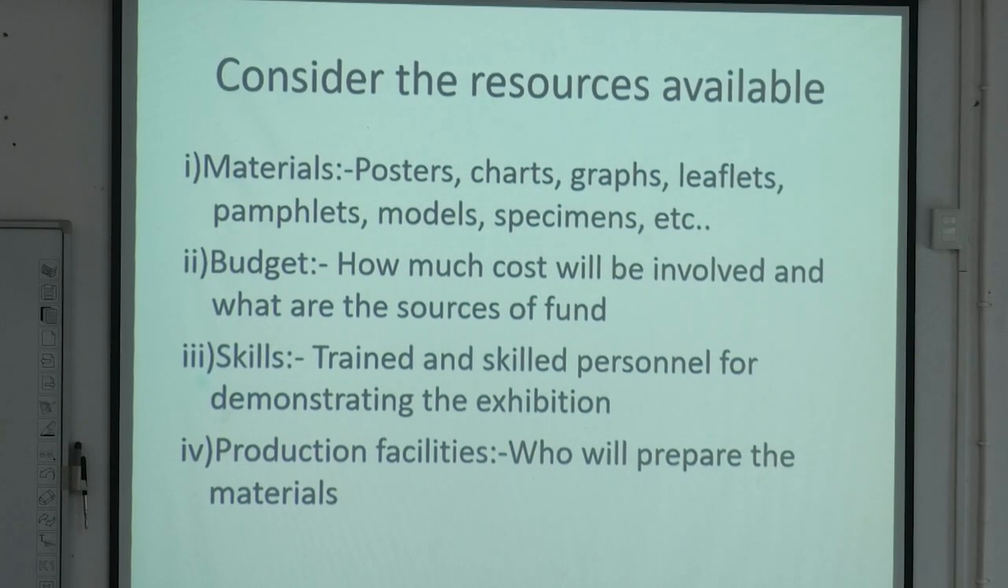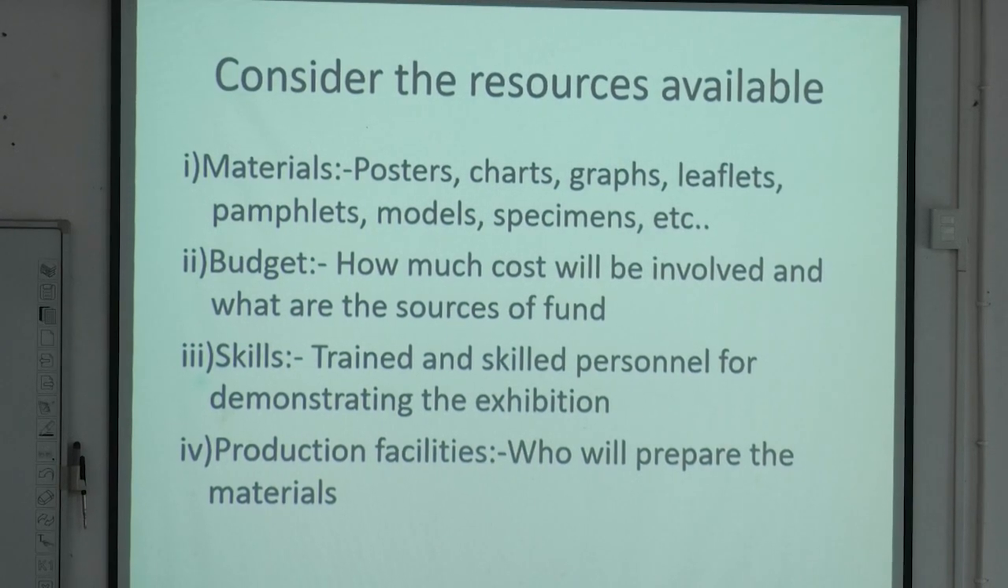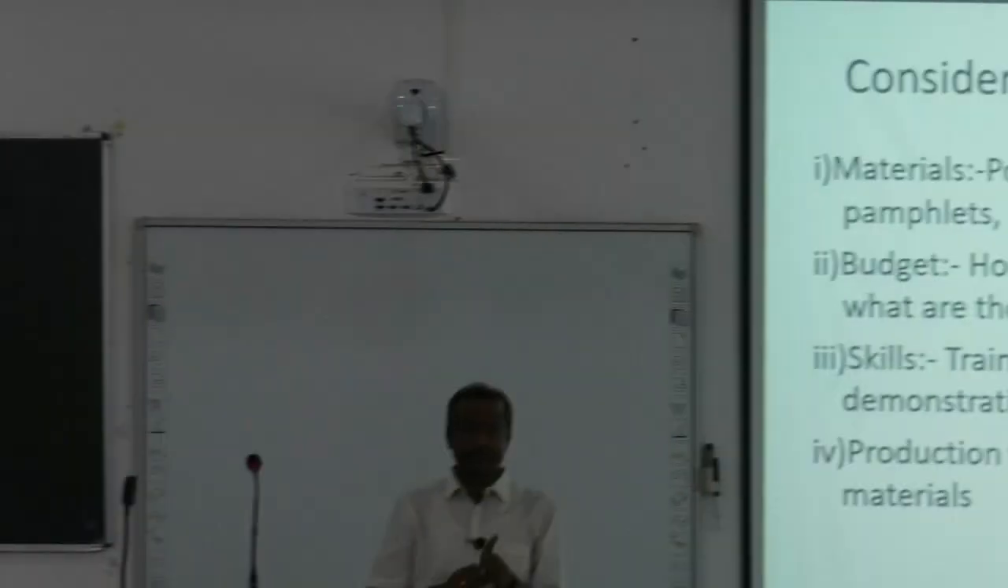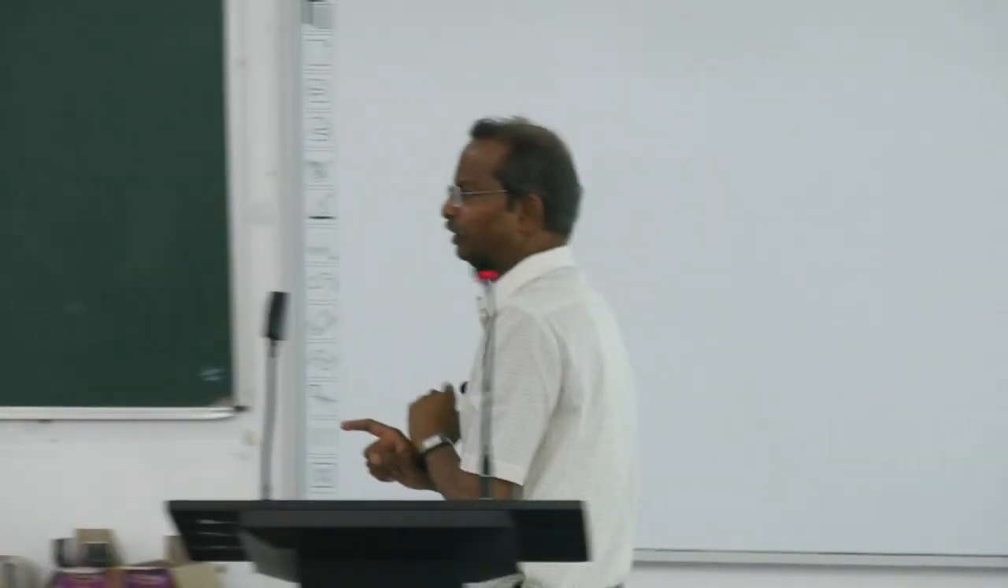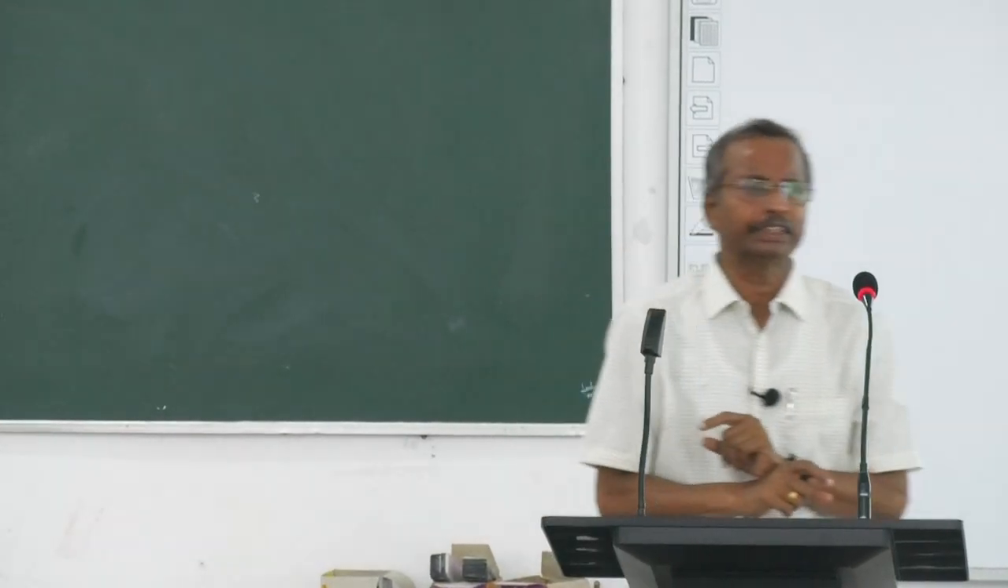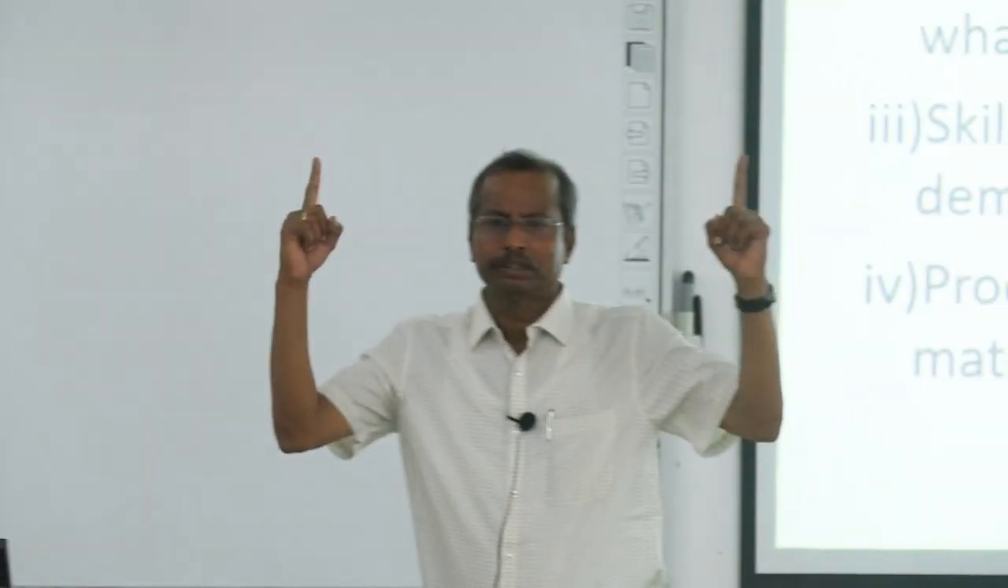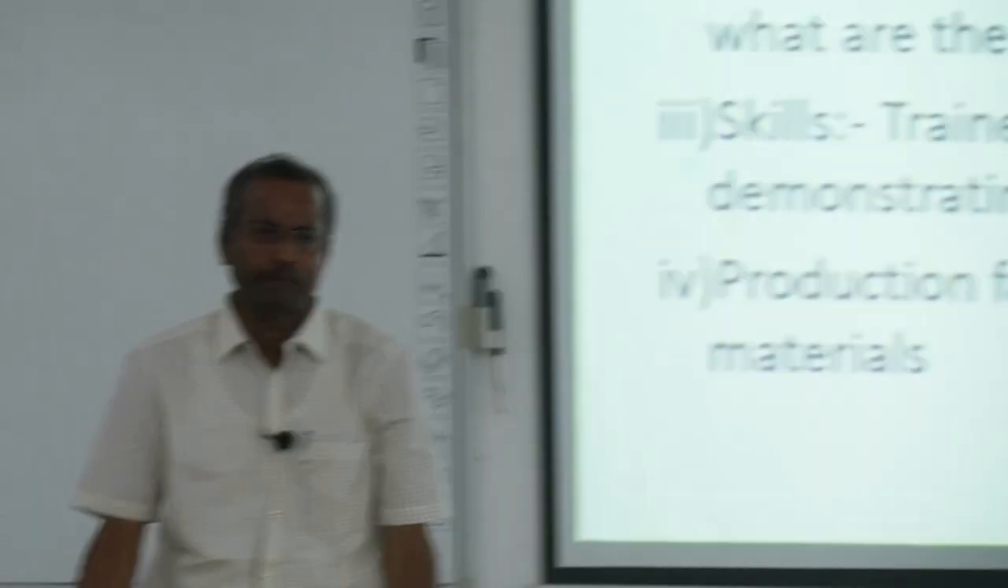Perhaps everybody knows what a poster is. Can anybody tell me what a poster is? The size is like this. What is the size? There is no hard and fast rule about the size of posters, but usually the standard size is 60 centimeters by 90 centimeters, that is, 2 feet by 3 feet. Here is 2 feet, here is 3 feet. That is the standard size of a poster.